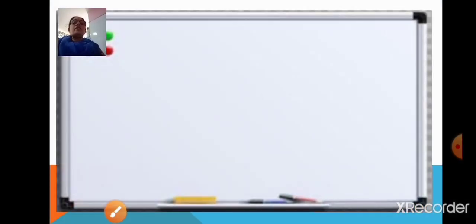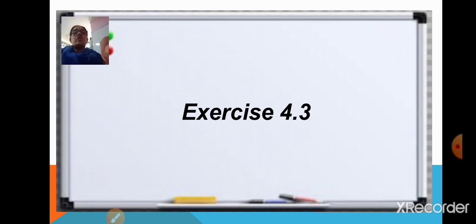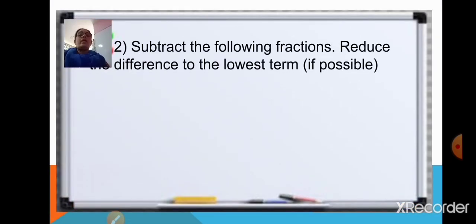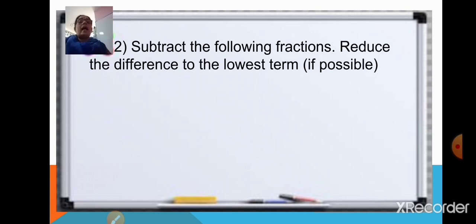Okay. Now based on this, same subtraction also you have to follow the same steps. So let us start with the subtraction sum. Exercise 4.3. Okay, here also the same thing. Subtract the following fractions and reduce the difference to the lowest term. The first one we did was addition, to add the following fractions and reduce the sum to the lowest term. Here you have to subtract the following fractions and reduce the difference to the lowest term.